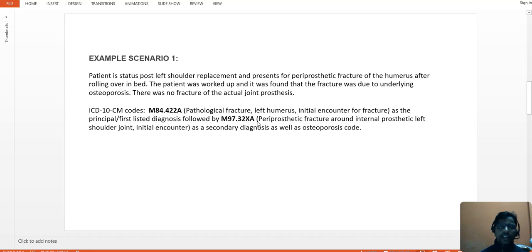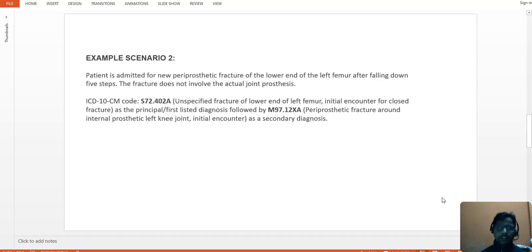After that, we need to code the M97 series for periprosthetic fracture, as well as the reason for the pathologic fracture, which is osteoporosis. So in total in this scenario, we need to code three codes. First one is for pathologic fracture of the left humerus, next one is for periprosthetic fracture of the shoulder joint, and the next one is for the osteoporosis code. So total three codes. Next we will see another scenario, example scenario 2.